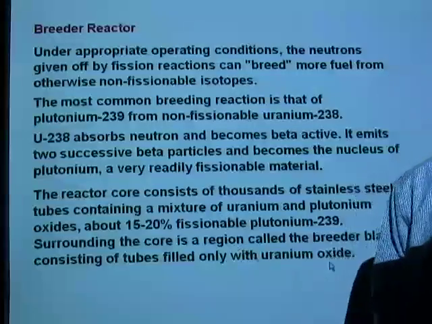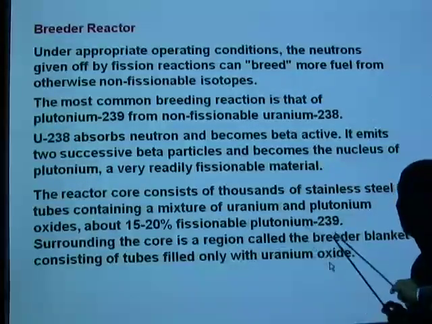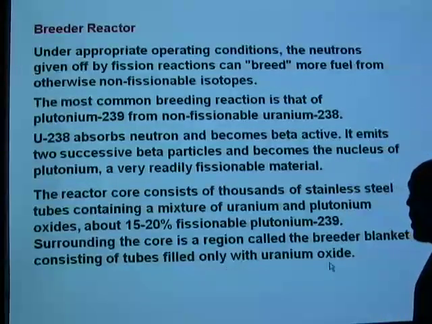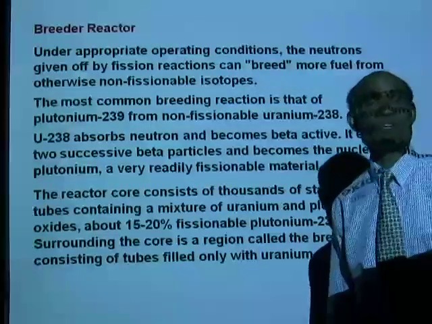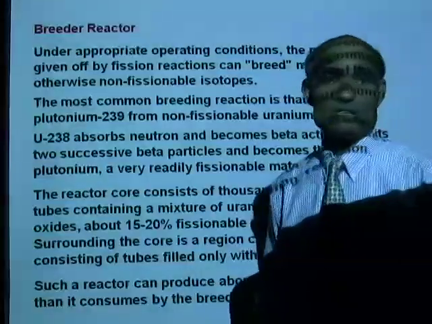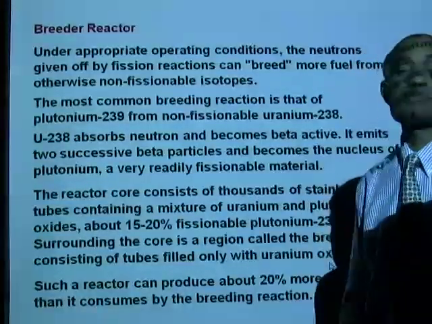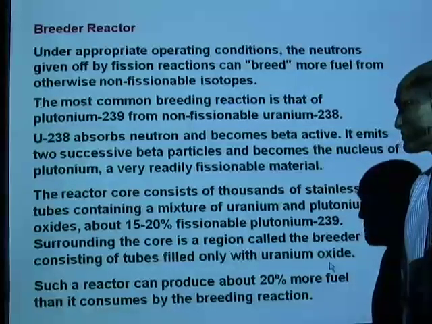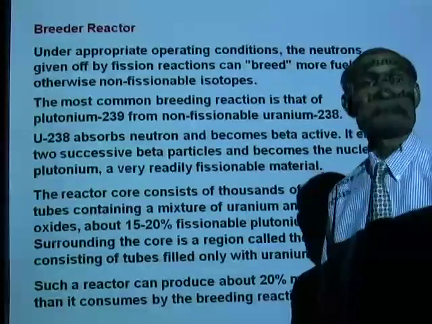Surrounding the core is a region called the breeder blanket, consisting of tubes filled only with uranium oxide. Now, such a reactor can produce about 20% more fuel than it consumes by the breeding reaction.